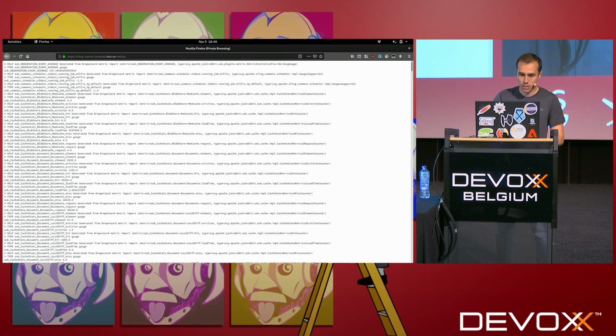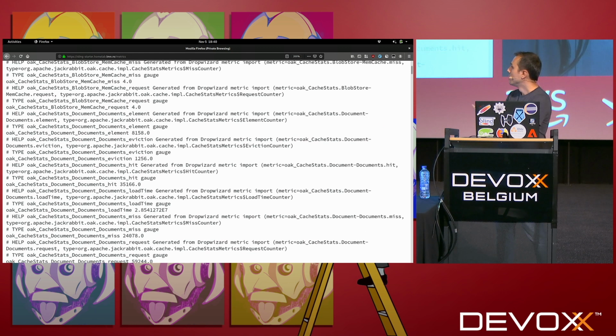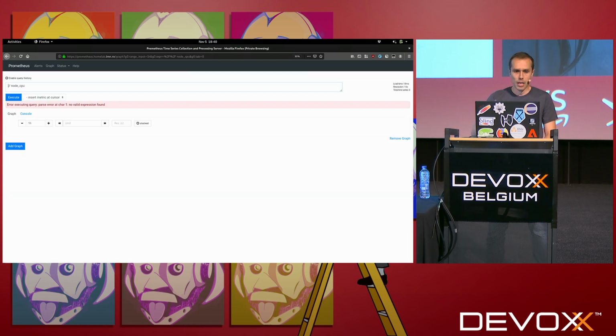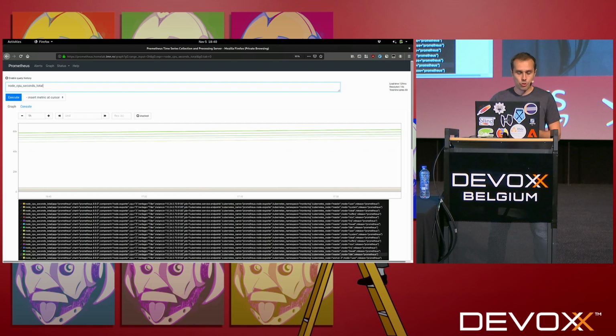Let me increase the size just a bit. So you see the kind of entries we've been talking about, the metrics, the types, there's gauges, there are counters, there's many things. This is the Prometheus console. So you have auto-completion, you can generate queries.